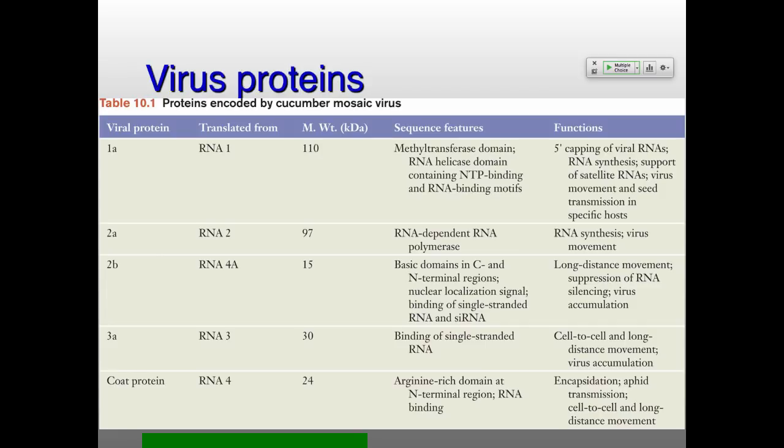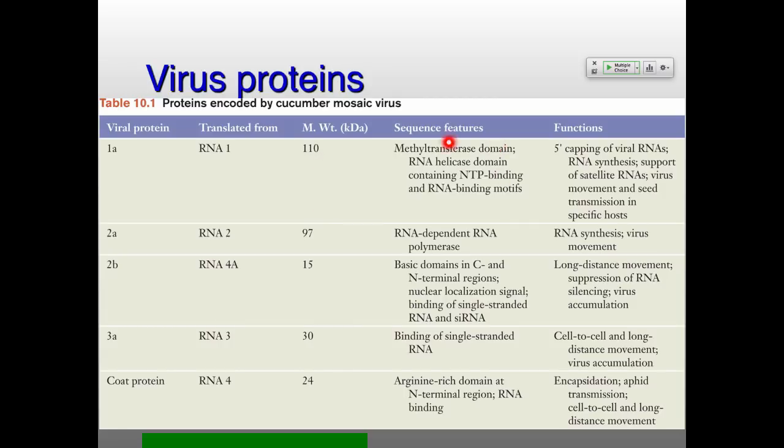I notice this is something that I basically talked about already. RNA1, methyltransferase, important for 5' capping of ends. RNA2, your RNA-dependent RNA polymerase. RNA4 is the capsid protein. What we haven't talked about are these viral proteins 2B and 3A. I can't remember what all of these are, so don't bother thinking about what each of them are. Think about their activity.